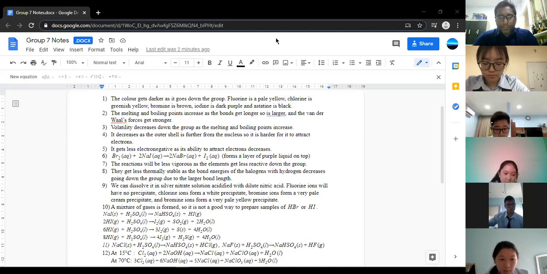Electronegativity, defined as a measure of an atom's ability to attract shared electrons to itself, decreases as the outer shell will be further away from the nucleus, so it will be harder to pull the other electrons towards itself.